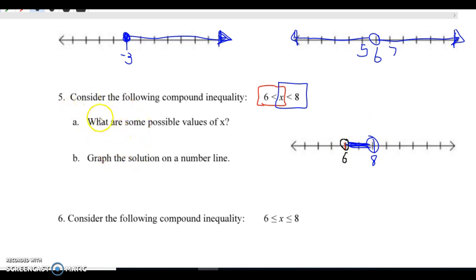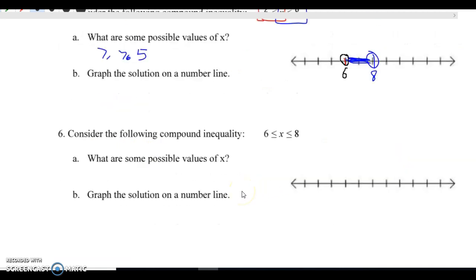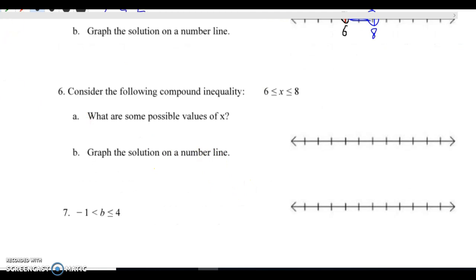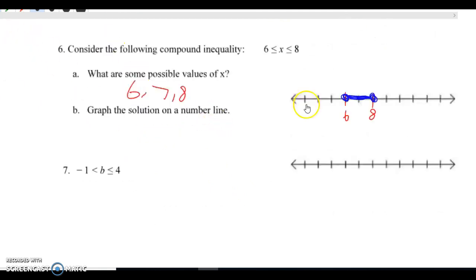We should have actually talked about A. What are some possible values? So yeah, 6 cannot be our answer, but 7 will be, right? And even if you want to use a decimal, 7.5 would be another possible value. Okay, so we already graphed it. Let's try example number 6. Okay, pause the video for a minute and try example number 6 and 7.